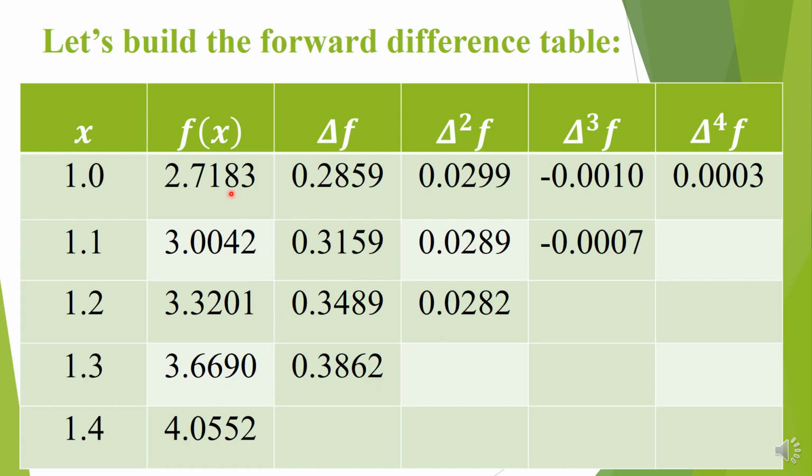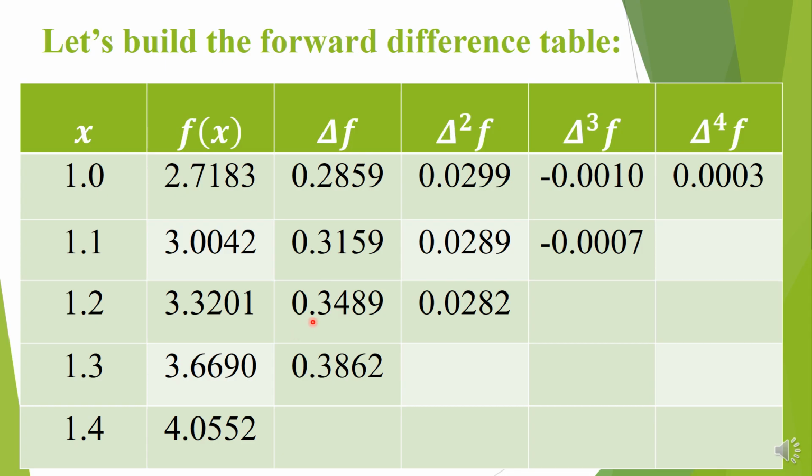You must remember, we will start this number minus this number, we get this, and this number minus this number, we get this. Same process we will start. Now the second number is given, 0.3159. We will minus 0.2859, then we get 0.0299.